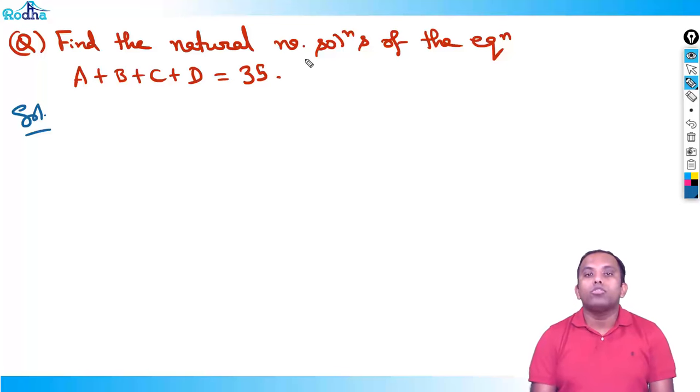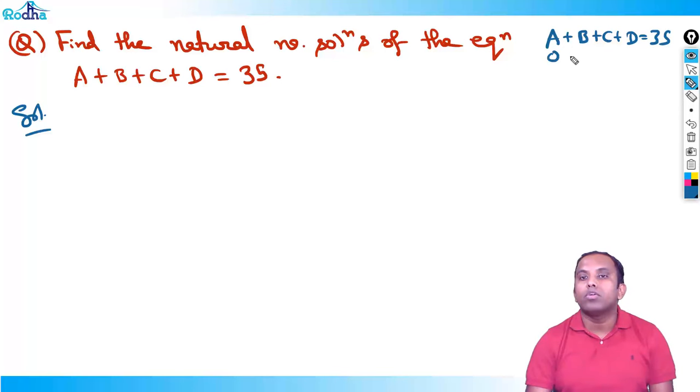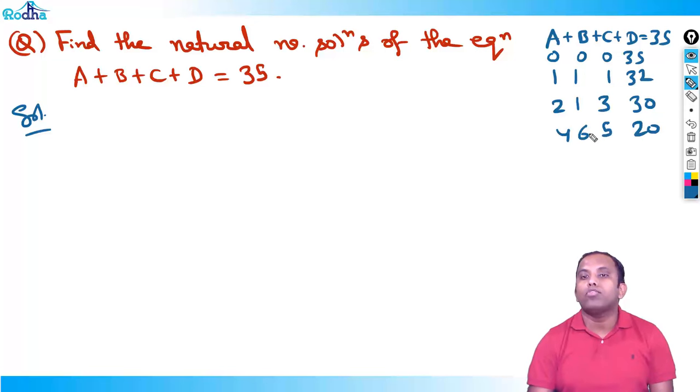Now, how can we use that previous funda here also? Because in this case, what we are doing is actually we need to find the number of cases, because this is 35, right? So if A plus B plus C plus D equals 35, we need to find the number of cases, right? Like 0, 0, 0, 35, 1, 1, 1, 32, okay, 2, 1, 3, 30, 4, 6, 5, 20, like this. I need to find all these cases, right?